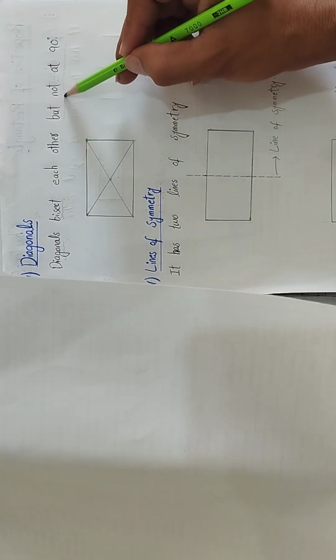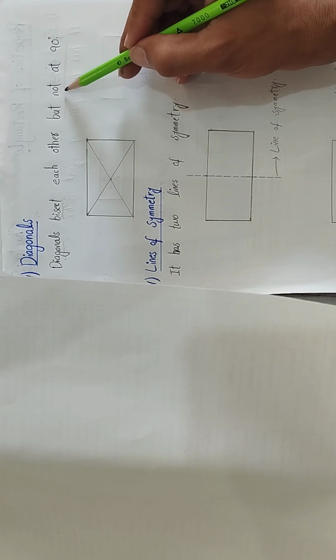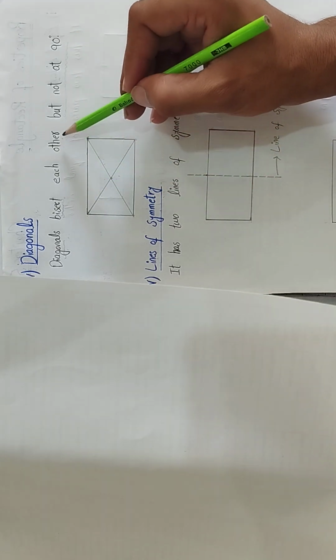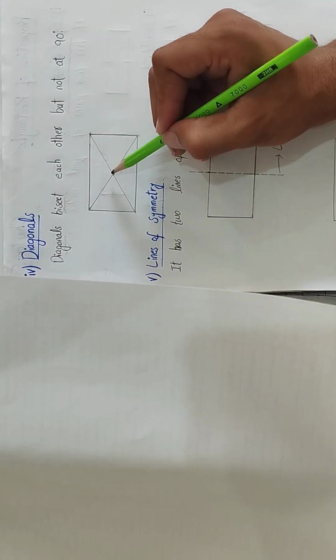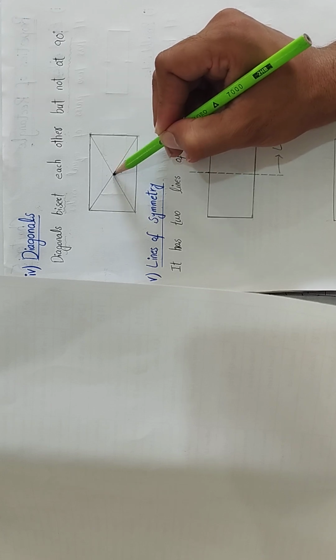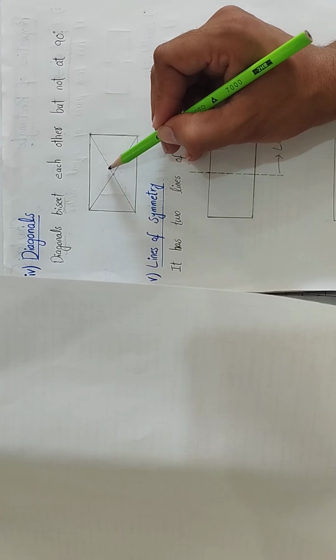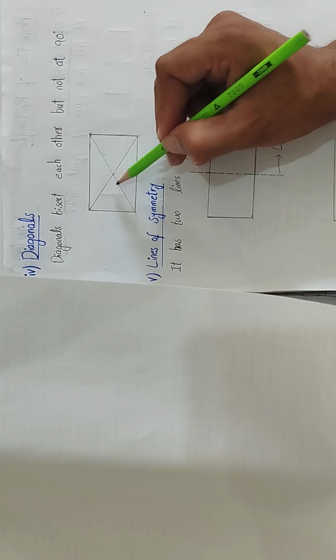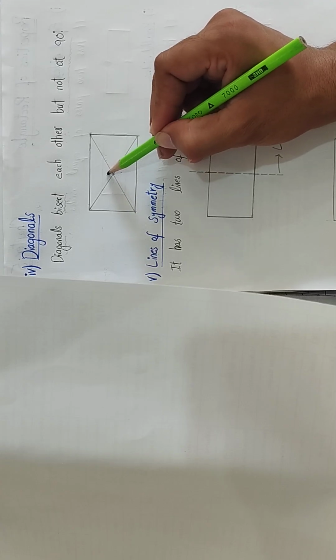Now let's see the second part of the statement. The second part is they meet but do not at 90 degrees. Diagonals bisect each other, but they do not form an angle of 90 degrees where they meet. It means at this point where these two diagonals are meeting, where the two diagonals are crossing each other, they do not form a 90 degree angle here. You can see that we cannot form a square corner here, not here, not here and not here. So we cannot make a square corner. It means there is no 90 degree angle here.